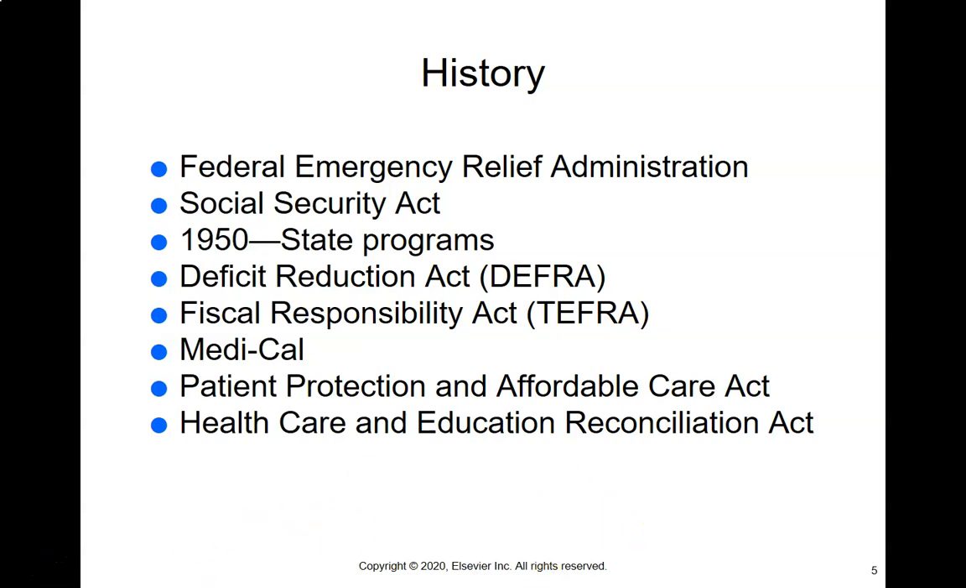On July 1, 2006, as part of DEFRA, a federal law became effective requiring new applicants and current beneficiaries renewing their benefits to submit birth certificates, passports, or other documents to establish their legal right to benefits as U.S. citizens.